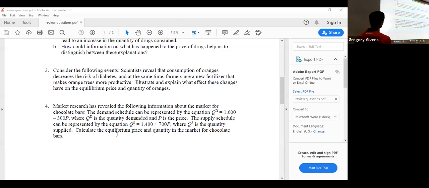Market research has revealed the following information about the market for chocolate bars. The demand schedule can be represented as QD equals 1600 minus 300 times P, where P is the price, and QD is quantity demanded. The supply can be represented by another equation. QS equals 1400 plus 700 times price. Can you guys compute the equilibrium price and quantity?